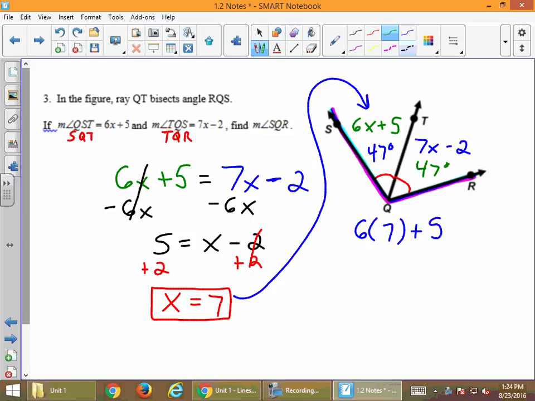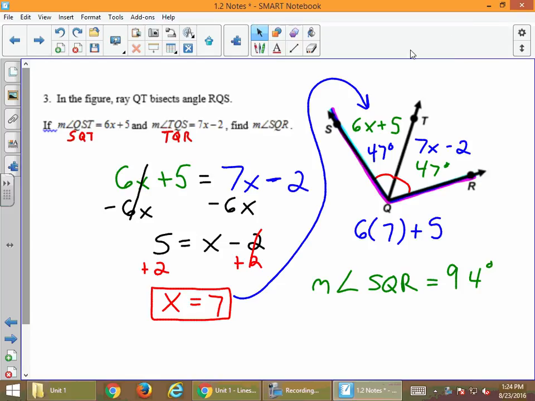And I like what Kanai just said. I want to find the whole angle. What do I need to do? Add them together. So the measure of angle SQR is equal to 47 plus 47, which is 94. Now, I have my answer. Now I can flip over. Now you can flip over.